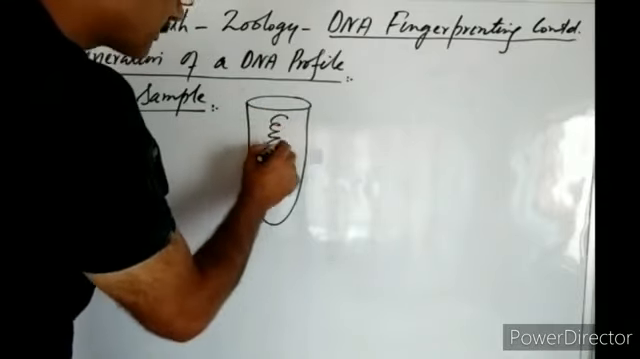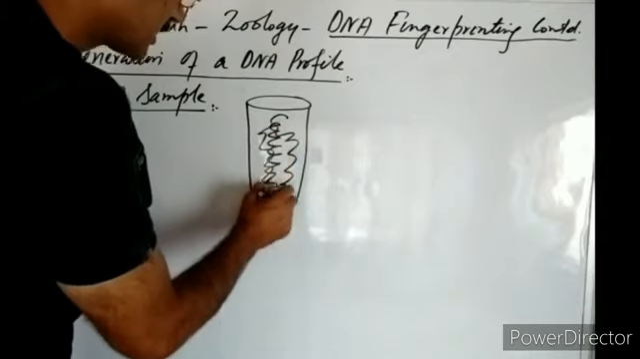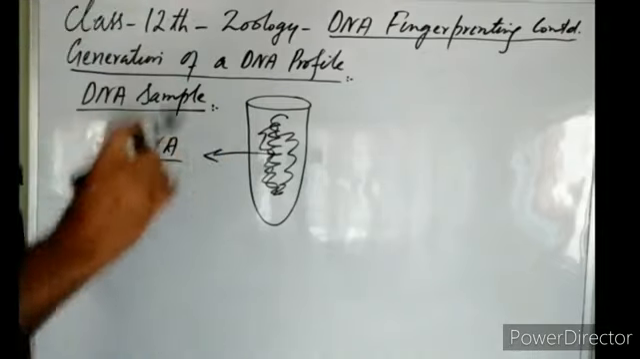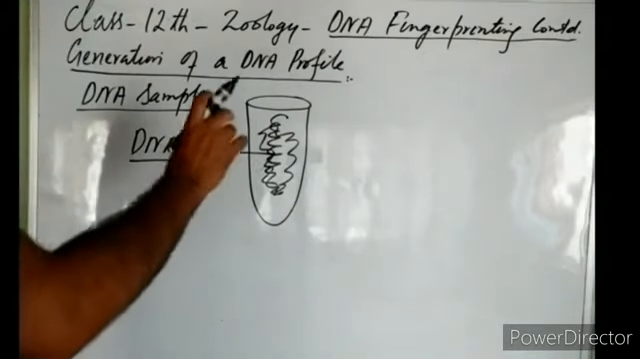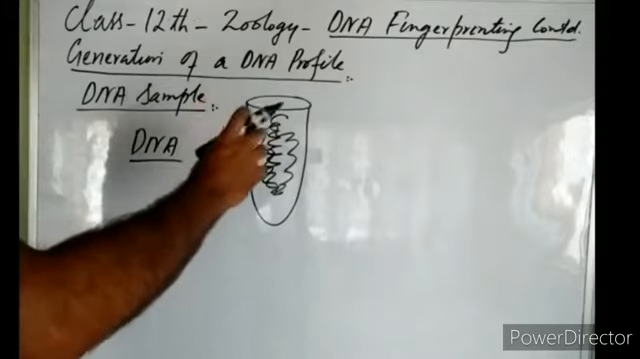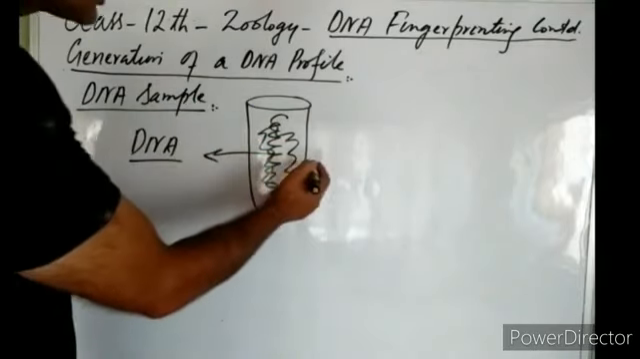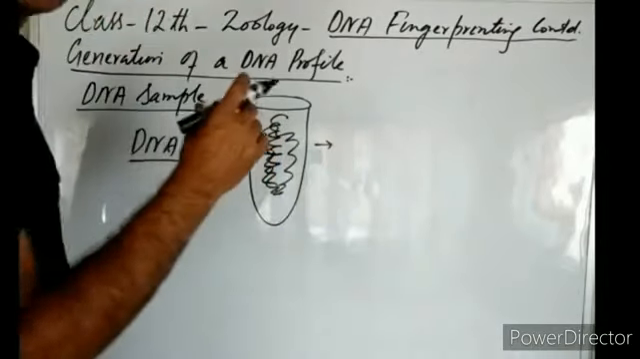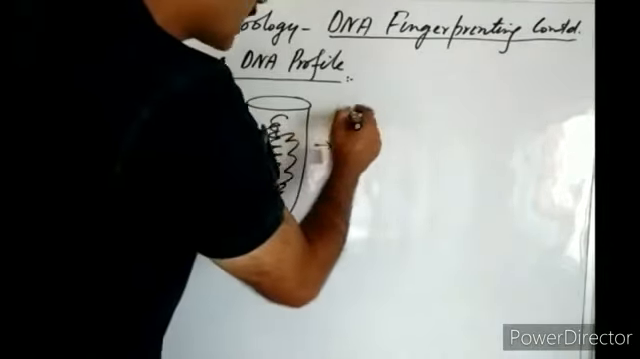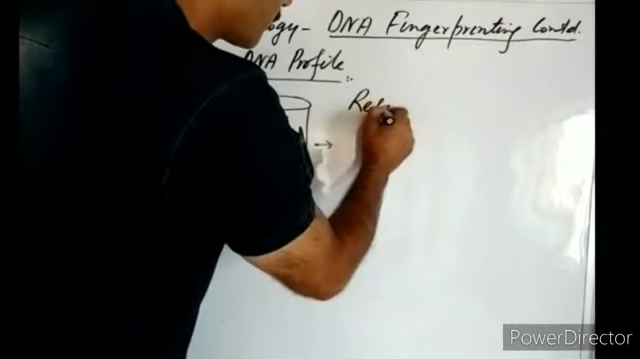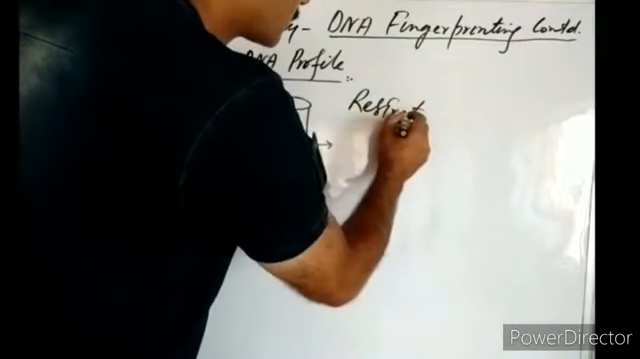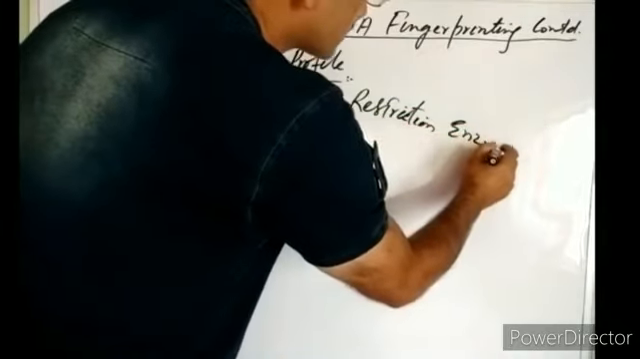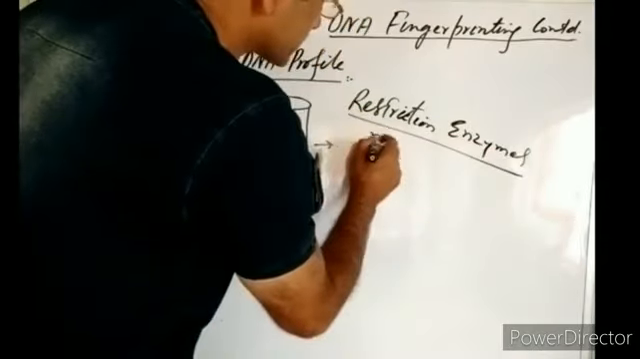This DNA is double helical DNA. It is very large, right? It needs to be cut into small fragments. We cannot handle this DNA in large strands, right? So we need to break this DNA into small fragments. This cutting of DNA into small fragments is done with the help of restriction enzymes, which are molecular scissors. Restriction enzymes are known as molecular scissors.